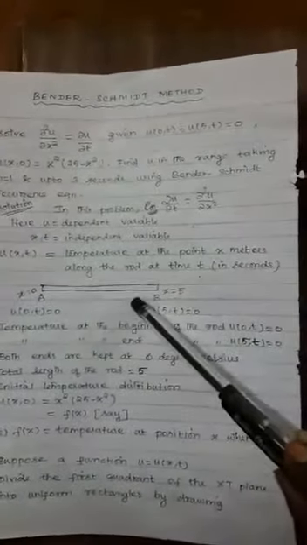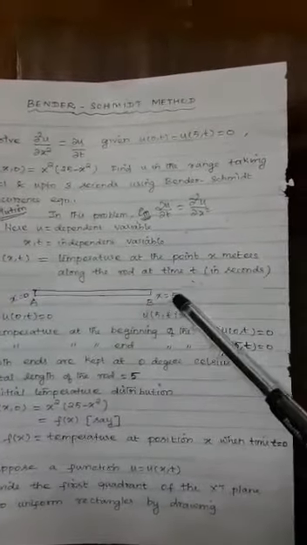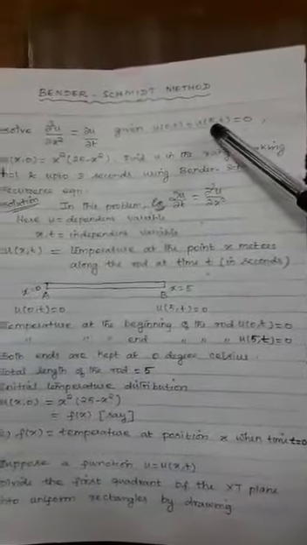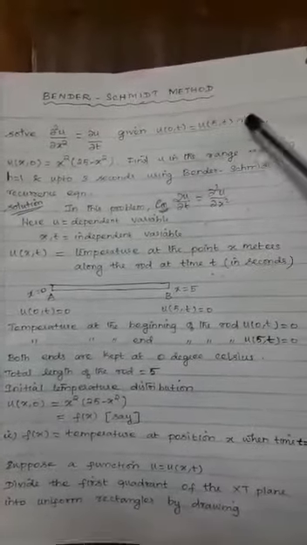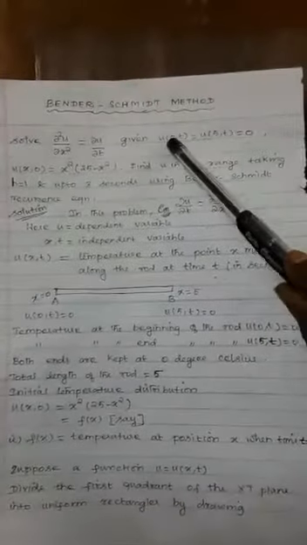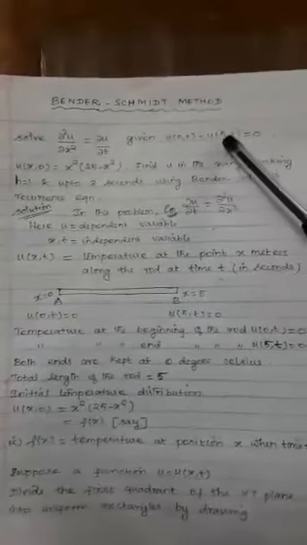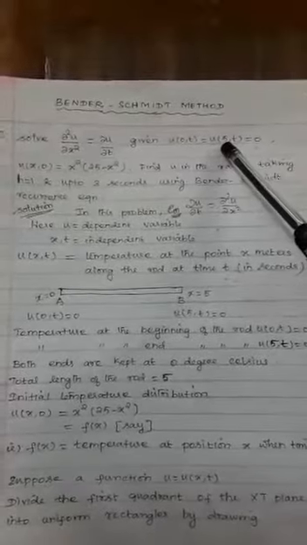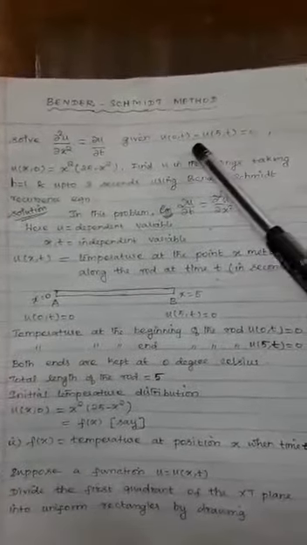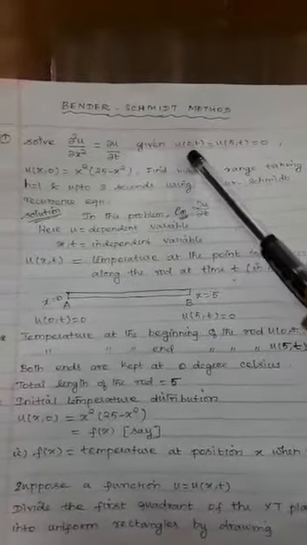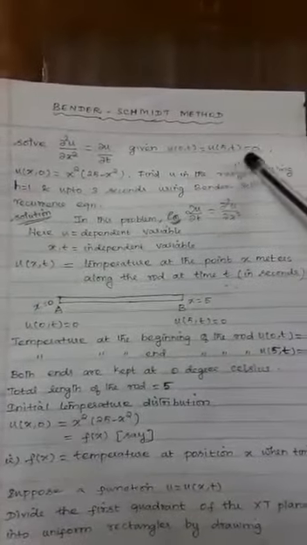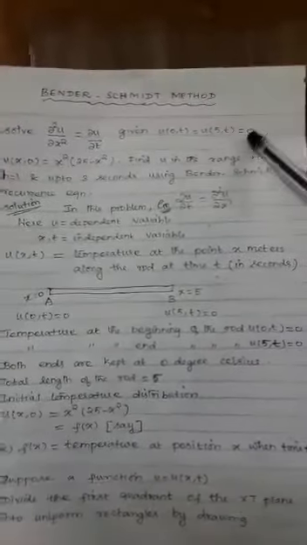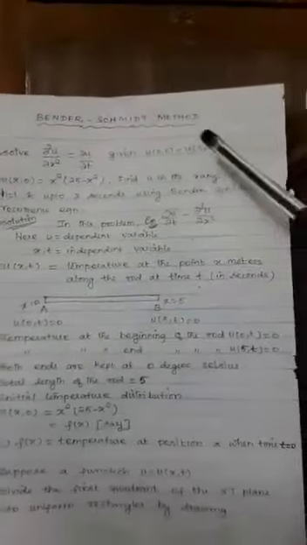Consider a rod having a length 5, which is given in the problem. That is, the boundary condition is u(0,t) = u(5,t) = 0. That is, the initial value of x is 0 and the end value of x is 5. Now, the temperature at the beginning of the rod u(0,t) is 0 and the temperature at the end of the rod u(5,t) is 0. That is, both the ends are kept at 0 degrees Celsius.